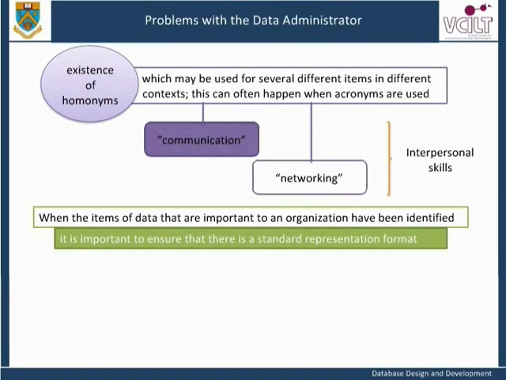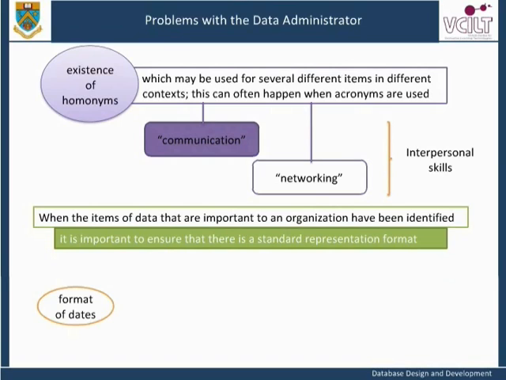When the items of data that are important to an organization have been identified, it is important to ensure that there is a standard representation format. It might be acceptable to tell a colleague within the organization that your telephone extension is 5264, but this would be insufficient information for someone outside the organization. It may be necessary to include full details such as international access code, national code, area code, and local code, as well as the telephone extension, to ensure that the telephone contact details are usable worldwide.